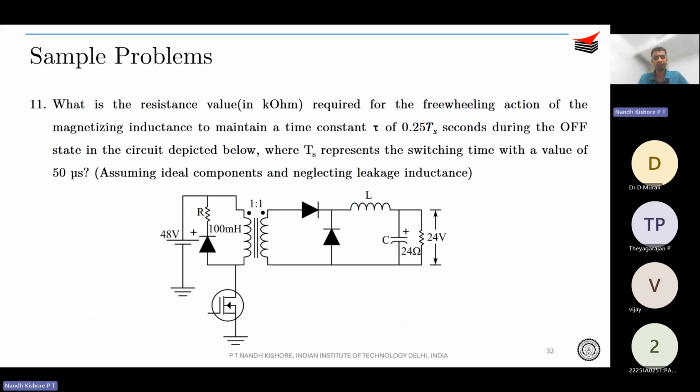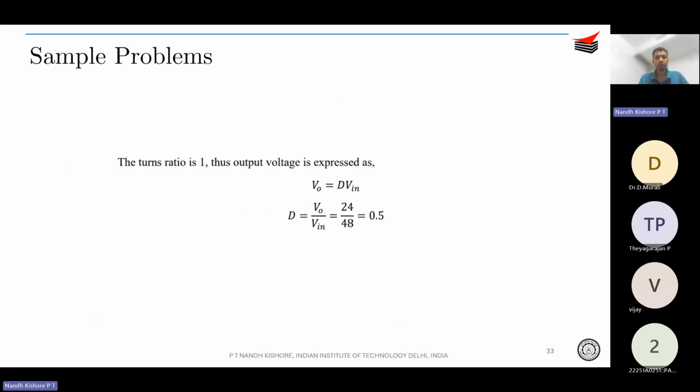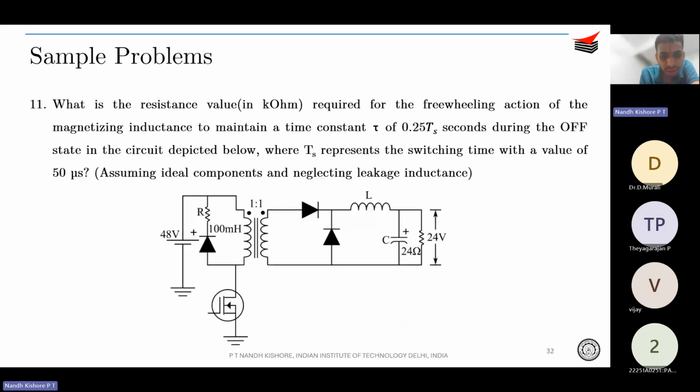Okay. So this is again a pretty straightforward problem. You know that since the turns ratio has been given as 1:1 in the problem, V naught is equal to this, a forward converter, right? So this is a forward converter.